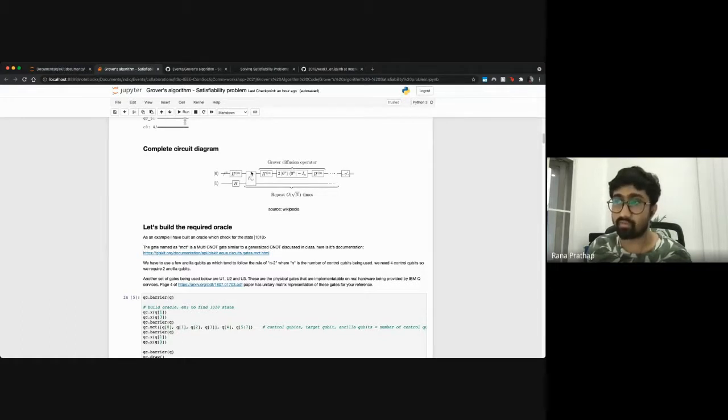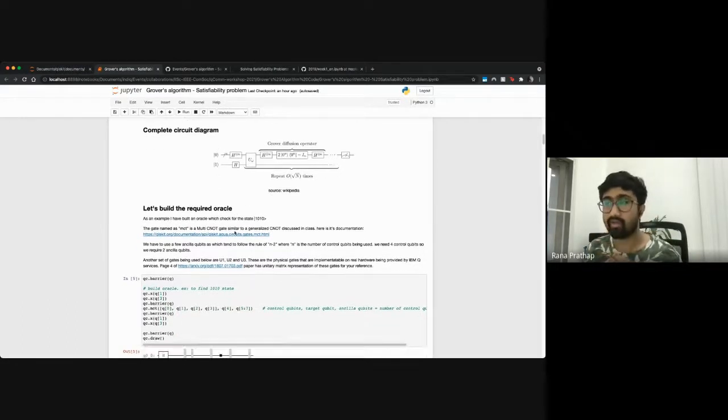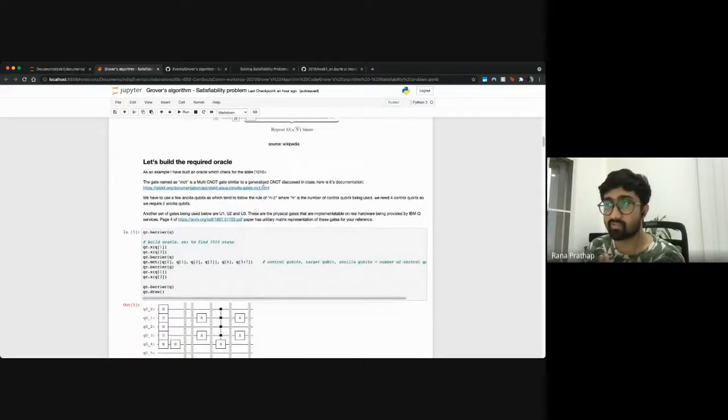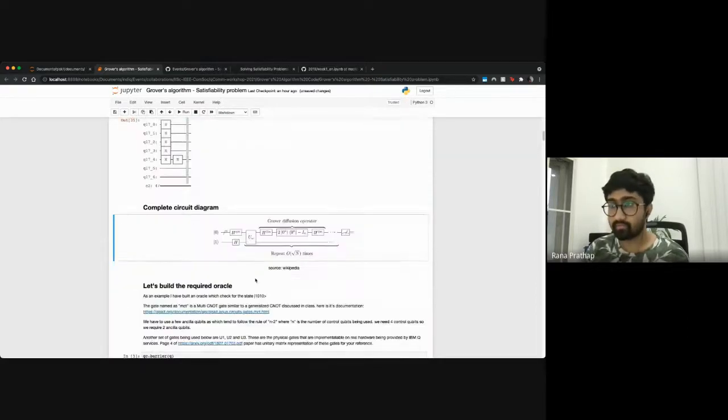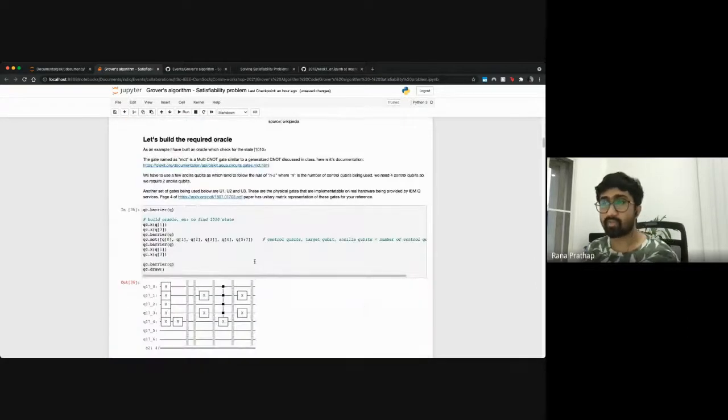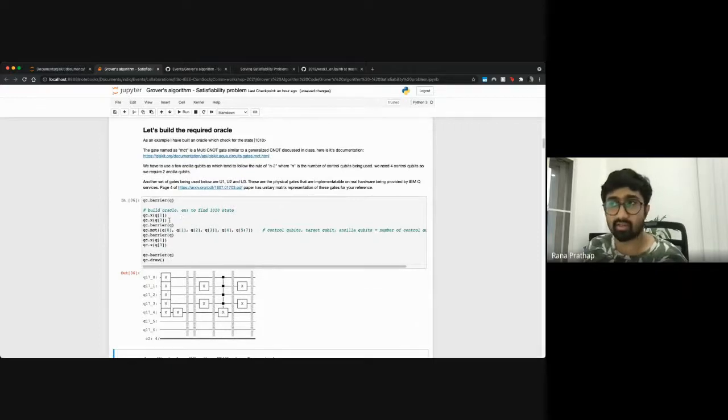Now we have to implement an oracle. And to implement an oracle, we are searching for the state 1010, right? Let me just start running the code. So we have to implement, we are trying to look for the state 1010. How do you do that?